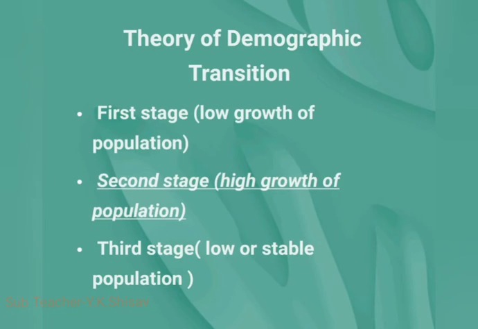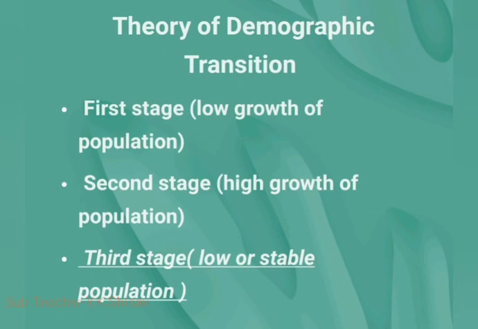Then, second stage, high growth of population. Introduction of industrialization and the beginning of the process of economic development is the indicator of the second stage. Due to economic development, the death rate started falling rapidly, but the birth rate continued to remain high. This led to population explosion. All developing countries, including India, are in the second stage of demographic transition. India is on the verge of entering the third stage.